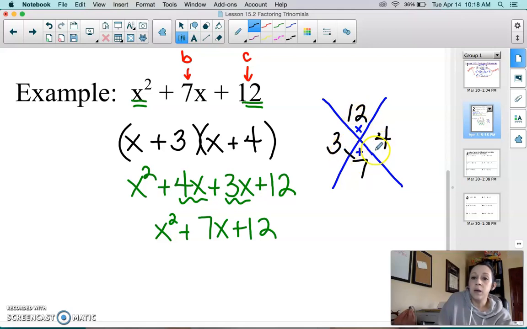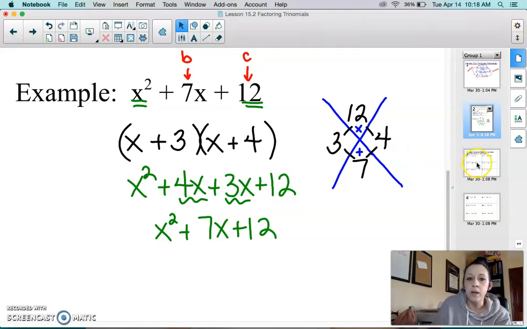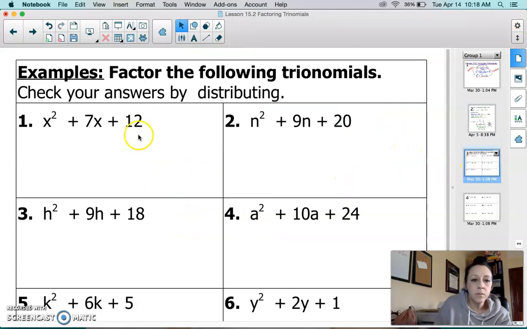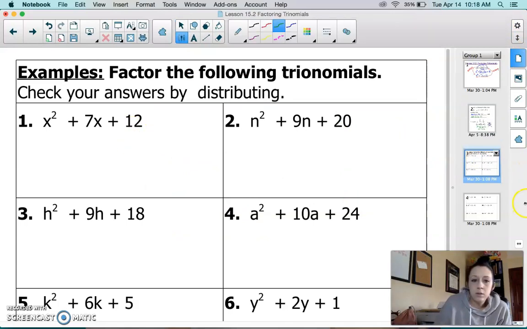You see what's happening here? 3 plus 4 is 7, but 3 times 4 is 12. It's like a little chart to help you organize your thoughts. So maybe we'll try that little chart on a couple more examples here. Oh, look, we already did that one. So we'll just say see previous slide.